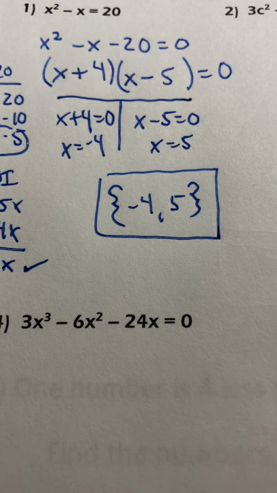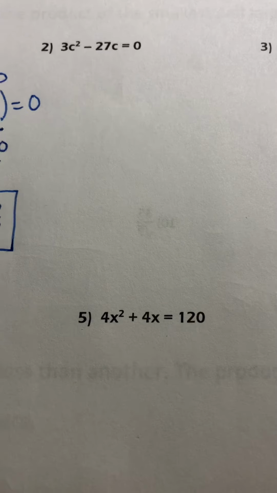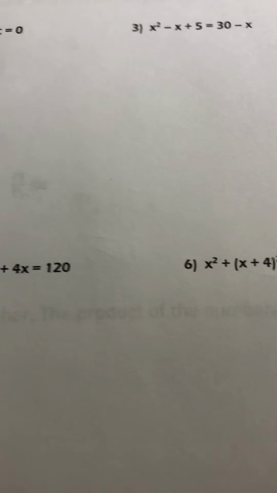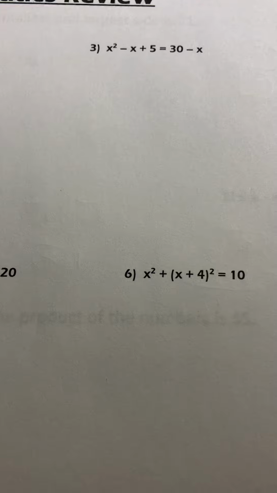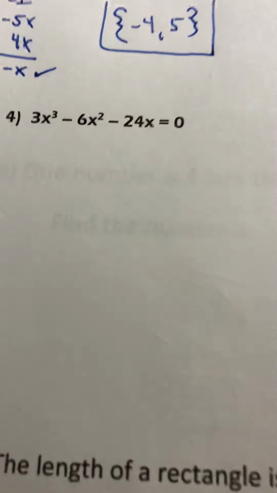The next thing we're going to do, in number 2, you're going to look at, and there's going to be a GCF in that one. So you'll factor that out first. This one you're going to set equal to 0. We're going to skip down to number 4.